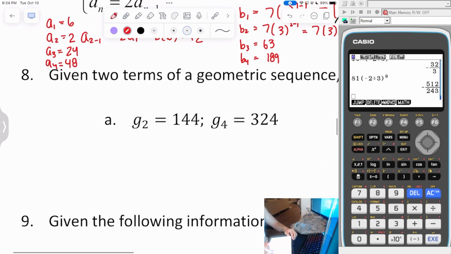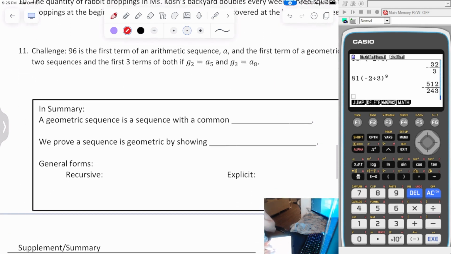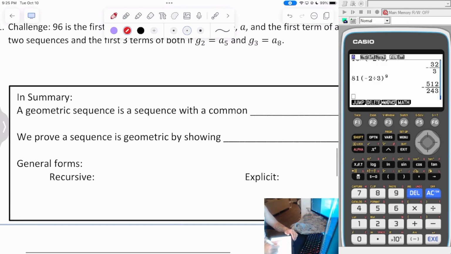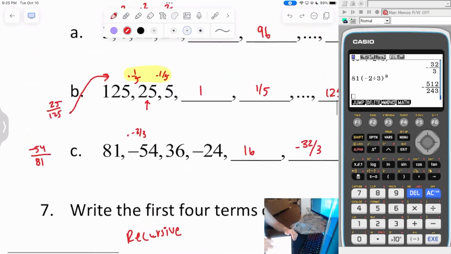Alright, now let's move on to number 8. Actually, before we do, let's talk about the formulas down below, and then we'll go back up there and see how we use them. So in summary, a geometric sequence is a sequence with a common ratio. The ratio that I'm describing is the number that we multiplied by each time to get from one number of the sequence to the next.